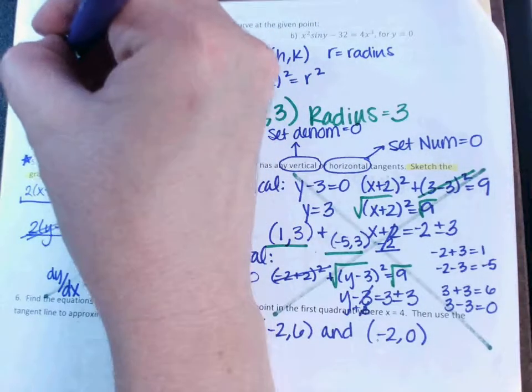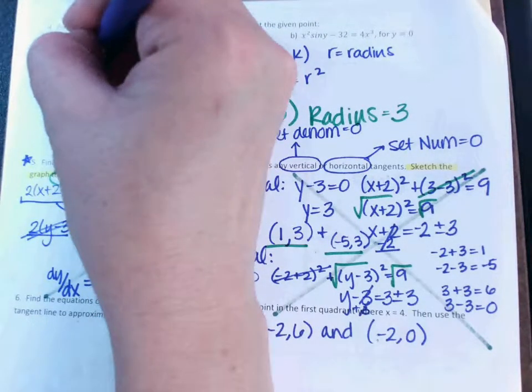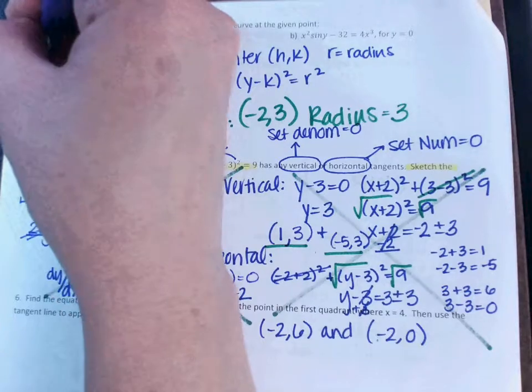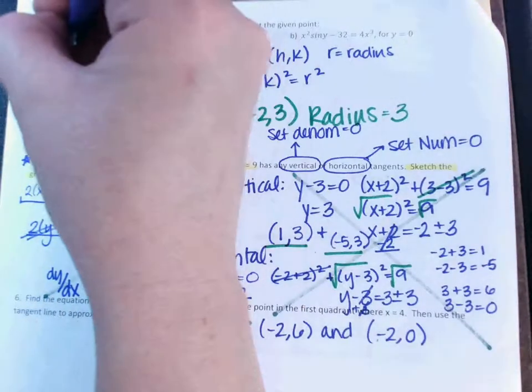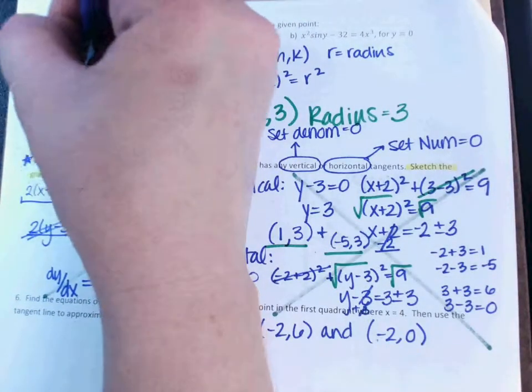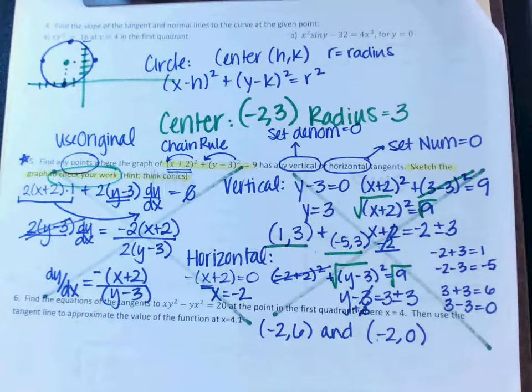Then I'm going to count a radius of 3 in all directions. 1, 2, 3, put a dot. Repeat in each of the four directions. Then remember, this is the equation for a circle. So there's my circle.